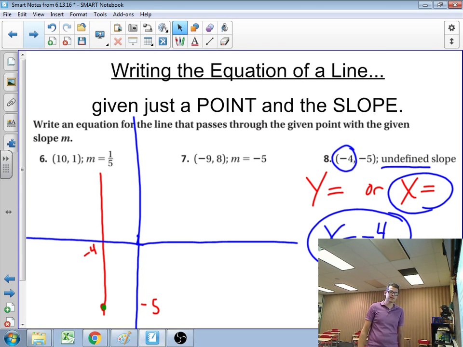That is the equation of our line because it is a vertical line. The undefined slope tells us that. My line will always be an x value of -4. The y value has nothing to do with it.